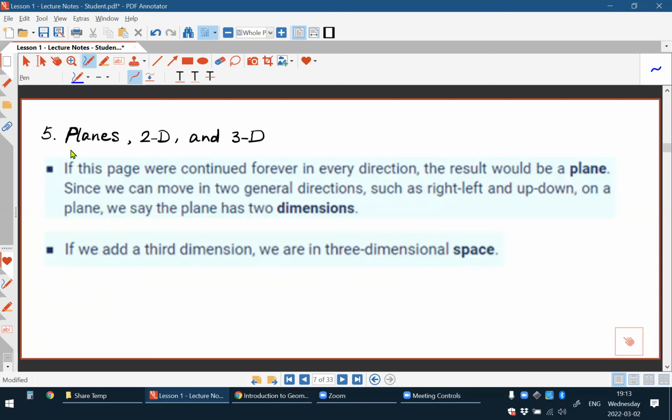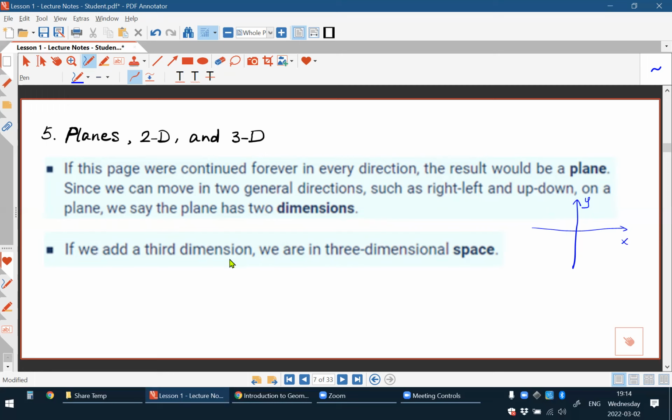And next, let's discuss the concepts of planes, 2D and 3D. For example, if this page or this screen were continued forever in every direction, the result would be a plane, right? Since we can move in 2 general directions, such as right, left, or up, down on a plane, we say that the plane has 2 dimensions. As we already know from algebra, we can use a 2D Cartesian plane to denote the plane, right? You can move either left or right or up and down. So we say this is 2-dimensional.